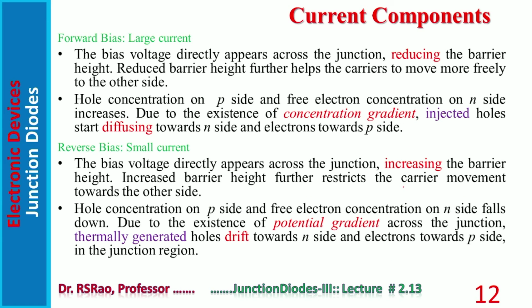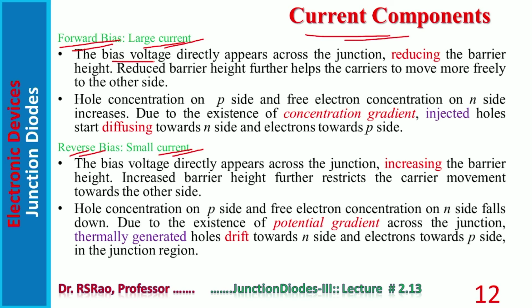Now, after discussing resistance and capacitance, we move to current, diode current components. We consider the forward biased situation and the reverse biased situation separately. First, forward biased situation. When the diode is under forward biased situation, large current flows. When it is under reverse bias, small current flows.